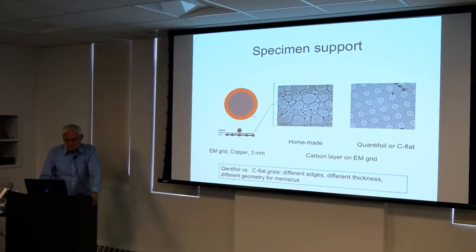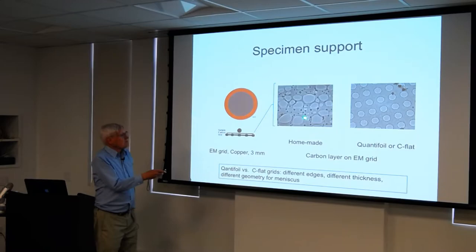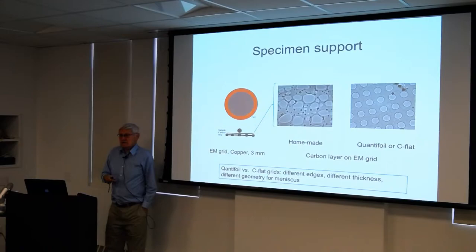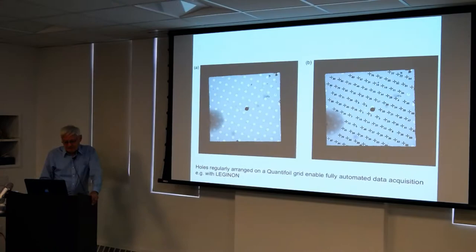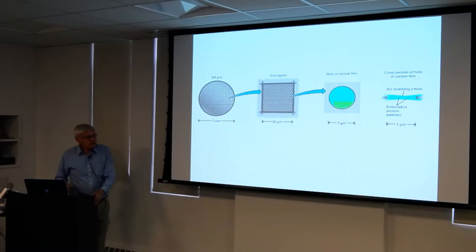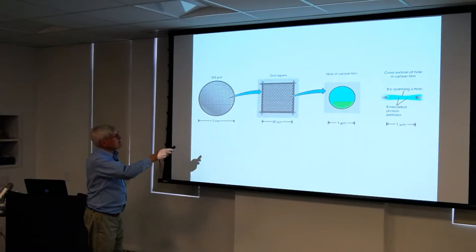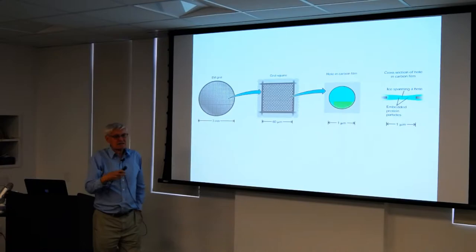So the specimen support used to be homemade. There was some kind of a recipe for doing this. Nowadays, people buy Quantifoil or C-flat grids, and they have these holes in regular order, and that is convenient for automated data collection. This here gives you an idea of how much space there is. Here's the EM grid, and then each square is like this, and it is perforated with holes, and each hole in itself has enough space to have two or three micrographs.